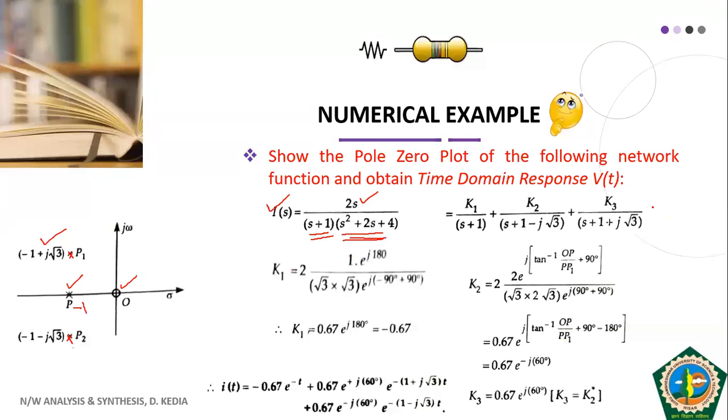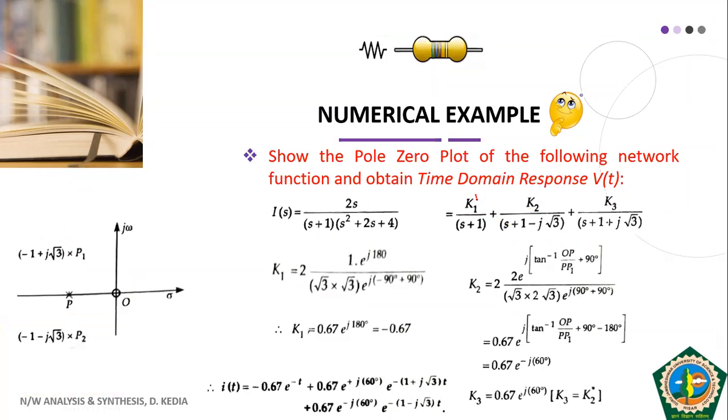Now we split this network function in the form of partial fractions. There are 3 constants, k1, k2, and k3, and these are the 3 poles: s plus 1, s plus 1 minus root 3j, then s plus 1 plus root 3j. So now our job is to calculate the values of k1, k2, and k3. We will obtain their values one by one.